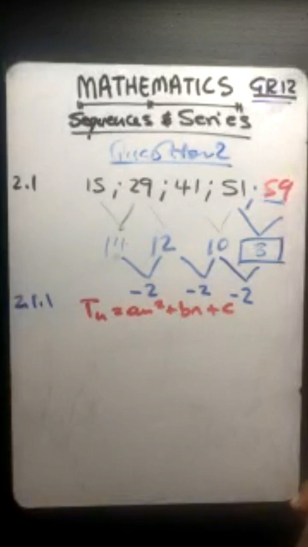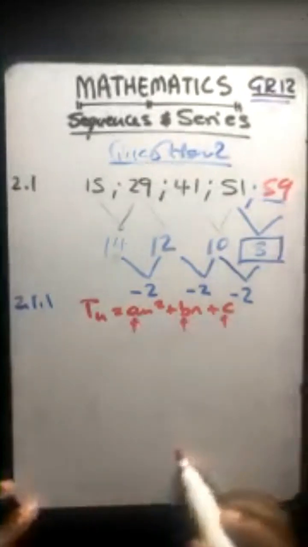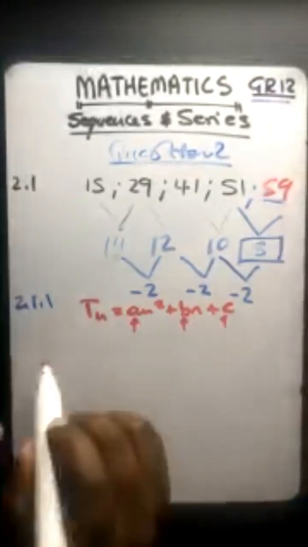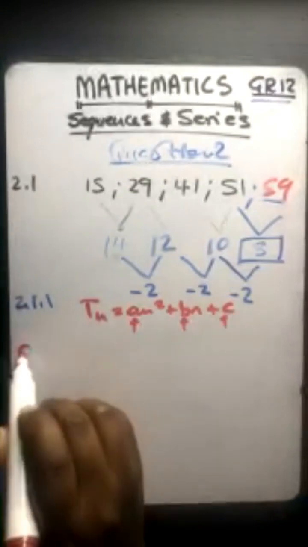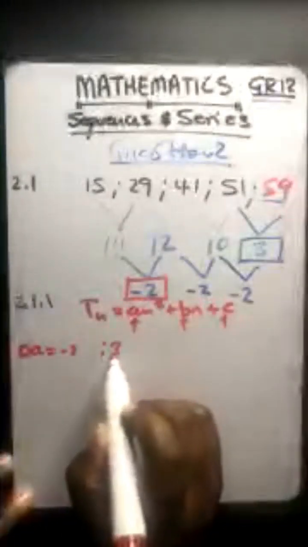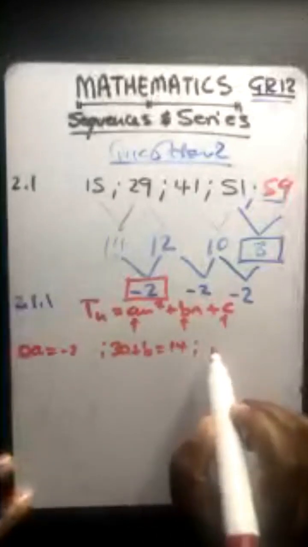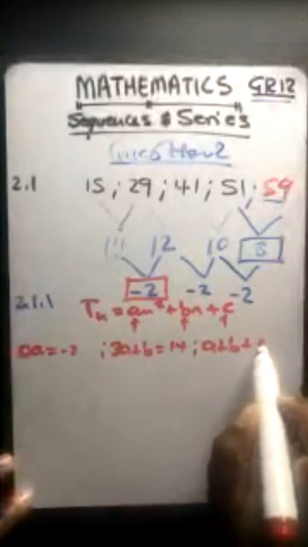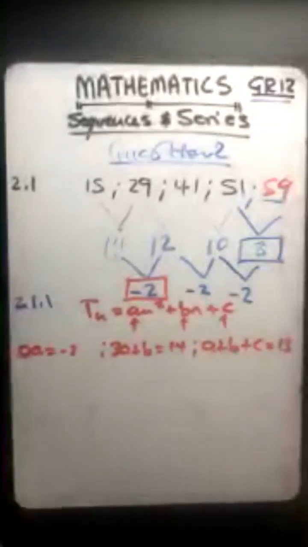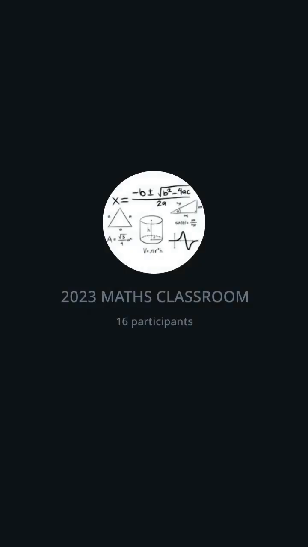So let's see. That means you just need to give us the A, the B, and the C value. That's all. So let's quickly try to work it out. We know that we are having 2A, which is equal to the second difference, which is -2. And we have 3A plus B, which is equal to 14. We also have A plus B plus C, which is equal to 15. You need to know this by heart. It seems like when you're given a quadratic pattern, it's very, very much easier, guys.